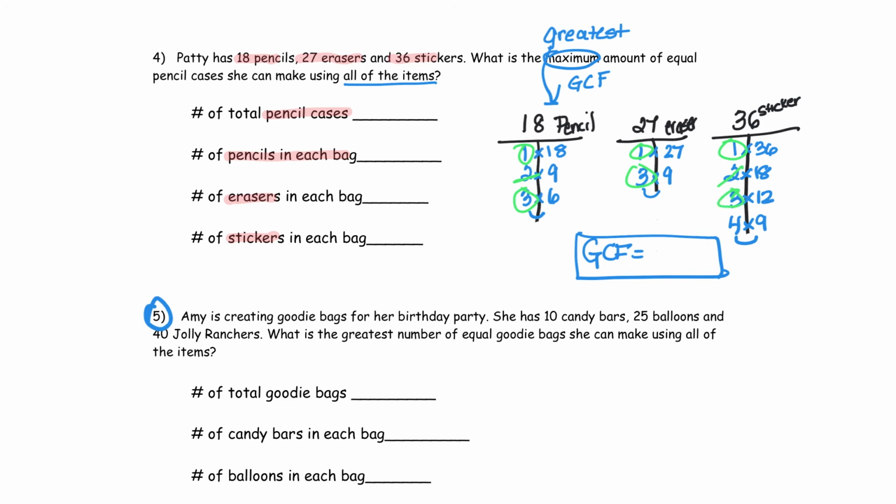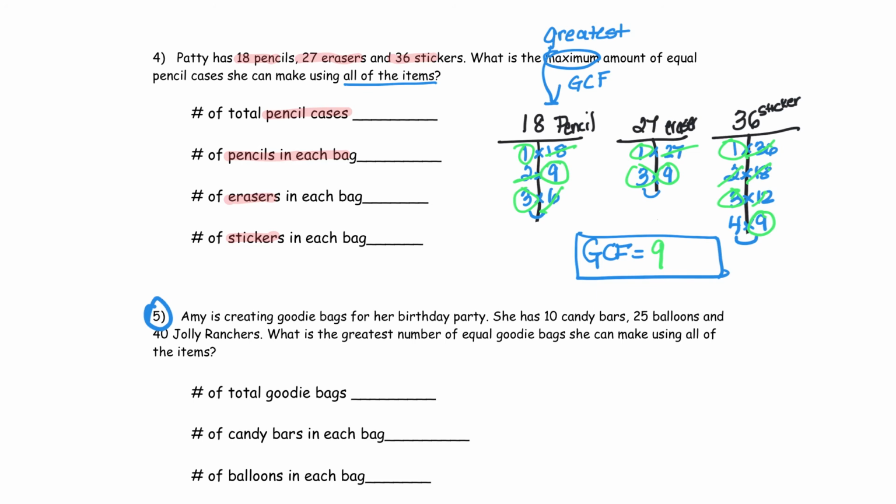Now let's go through. How about number 6? Is 6 in all of them? Nope. How about 9? Aha, 9. Look at that. 9's in all of them. 18, nope, it's in 2 of them, but not all of them. So based on that information, your greatest common factor is 9.